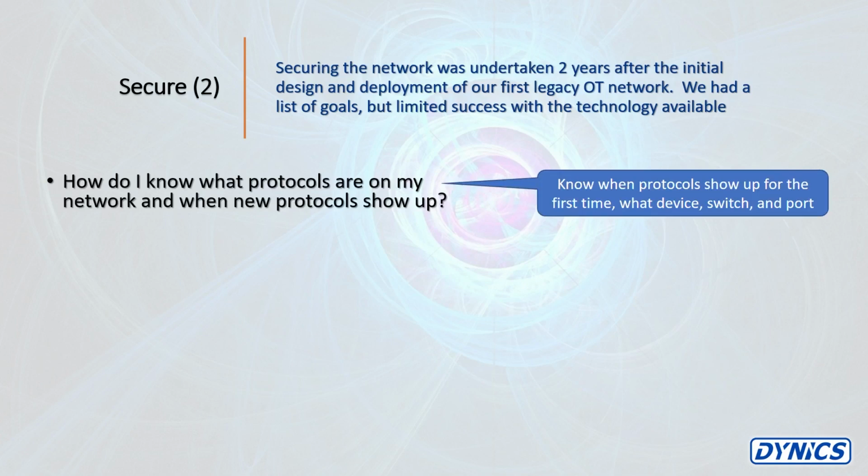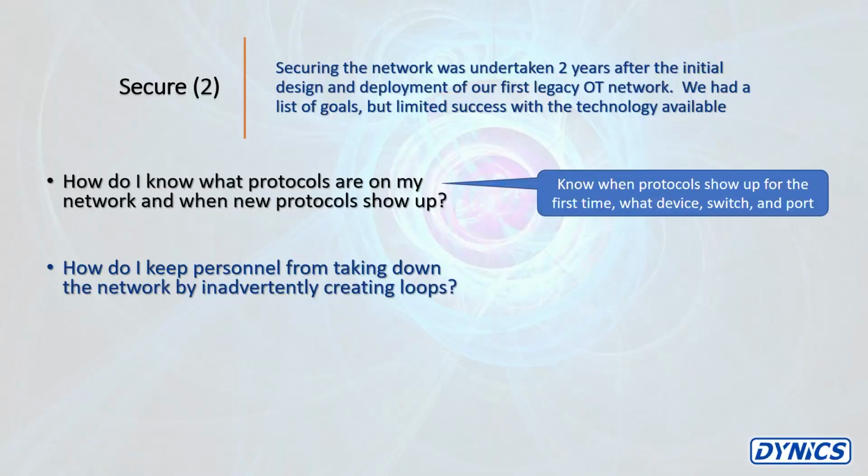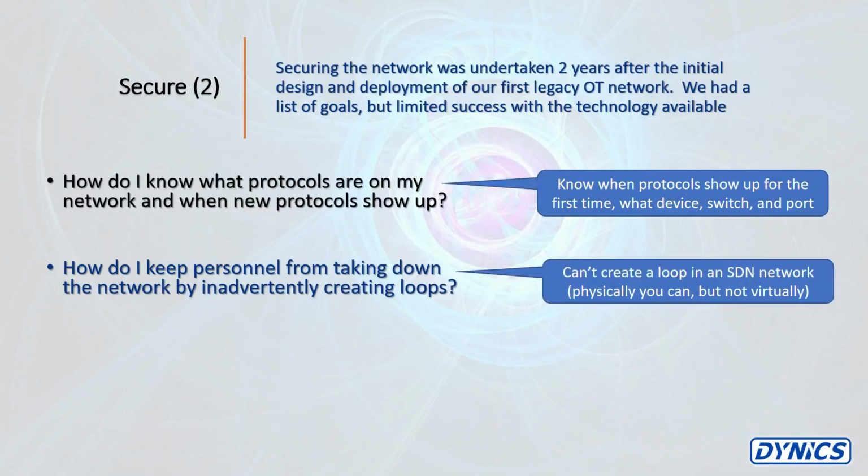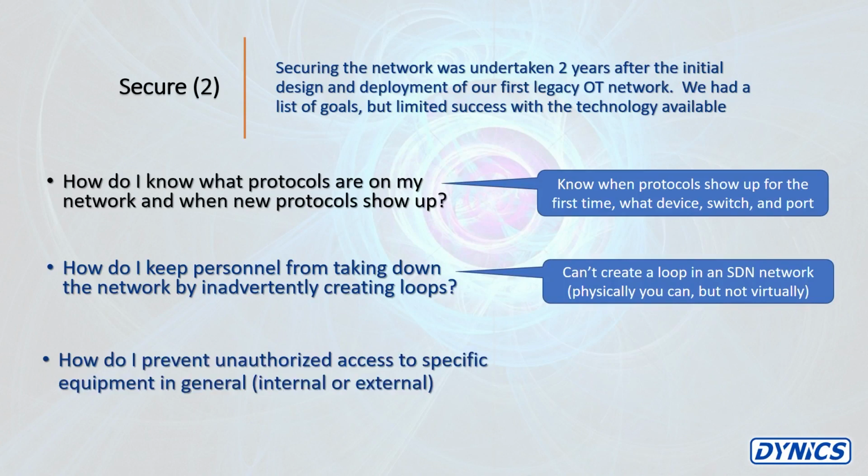How do I know what protocols are on my network? You will know in nearly real time when something is on your network. If something new shows up, you will know in nearly real time, okay? You have that visibility into your network. How do I keep people from taking it down by creating loops? We talked about that, right? Don't let them create loops.